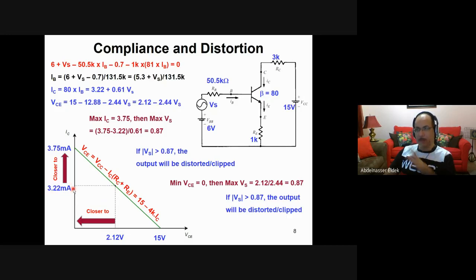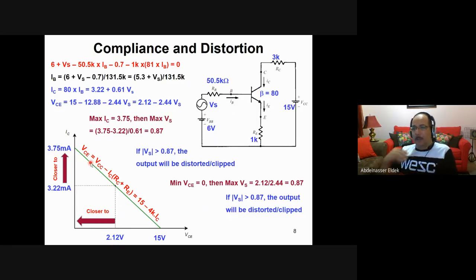Okay, this without any source. Then in this case, when you add this Vs, if you have only 6 volt, so these are the numbers. This is the Q point. Now this is the load line. It's very clear that this point here is close to 3.75. It's far away from 0, of course. 3.22 is closer to 3.75 than to 0. Same for 2.12. 2.12 is closer to 0 than to 15. So this is supposed to be here, for example. I believe it should be here somewhere.